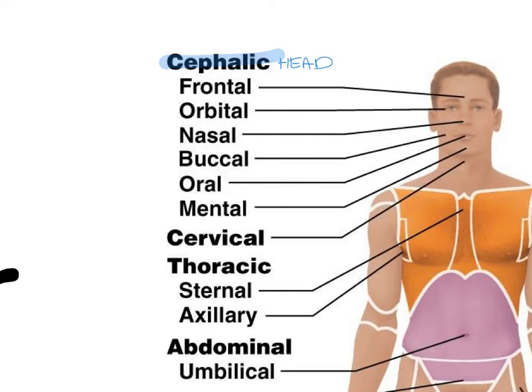So all of these terms we're about to talk about, and I'm going to highlight in blue, all are on the cephalic portion of the body or the head. So first you have the frontal. Frontal refers to an individual's forehead. Okay, next, orbital refers to an individual's eyes or eye sockets. Nasal refers to the nose. Buccal is the cheek. Oral is the mouth. And then mental is the chin.